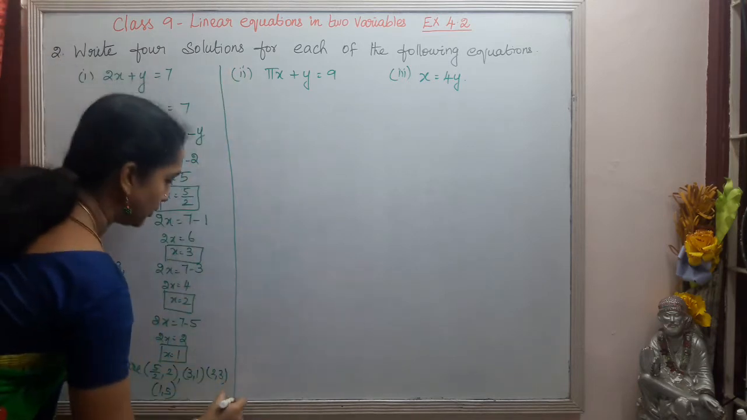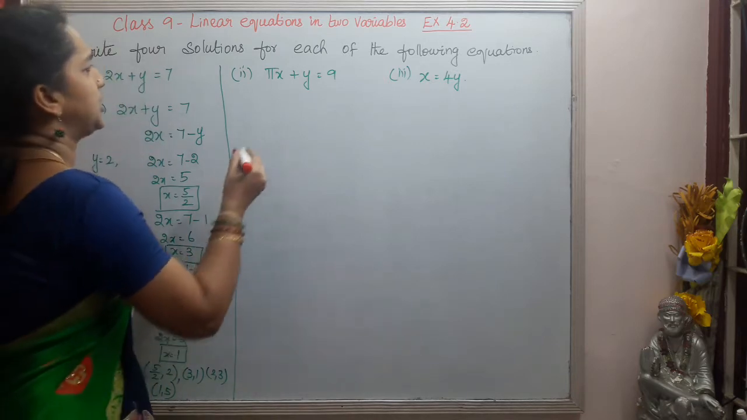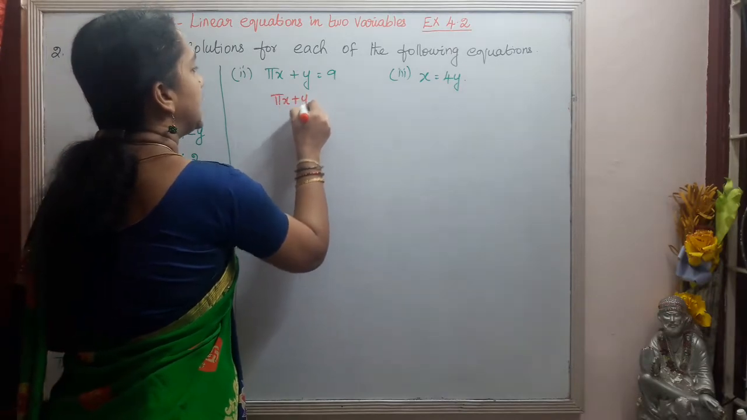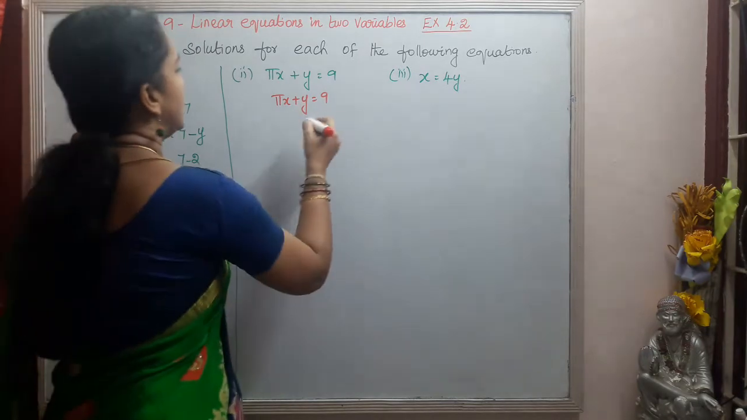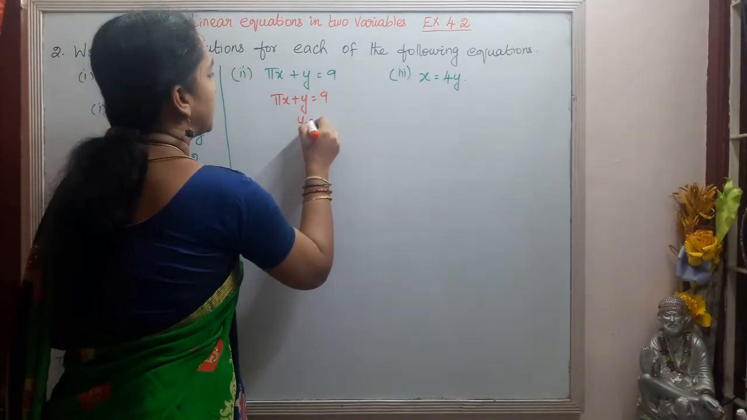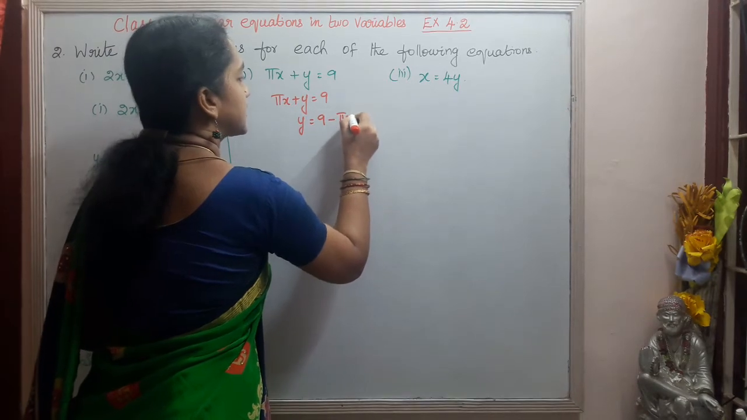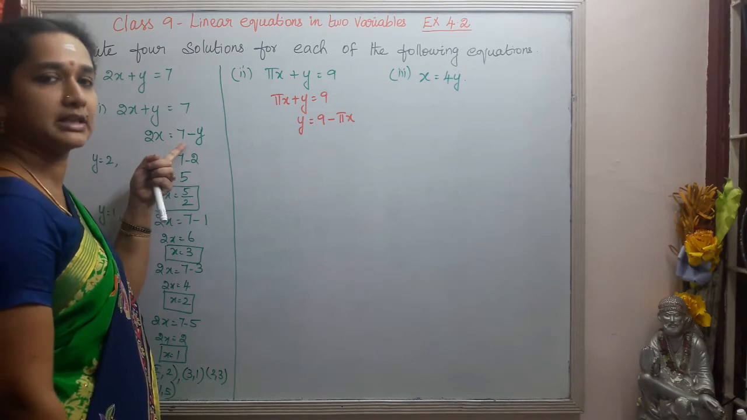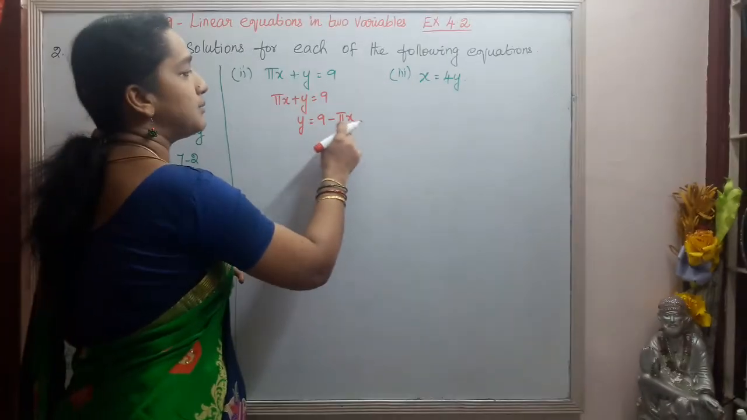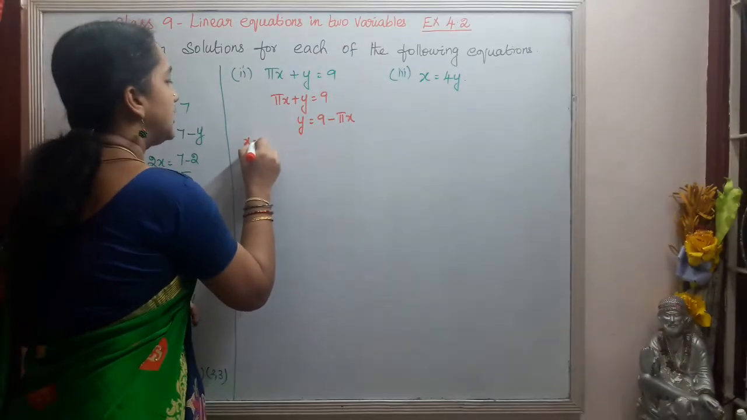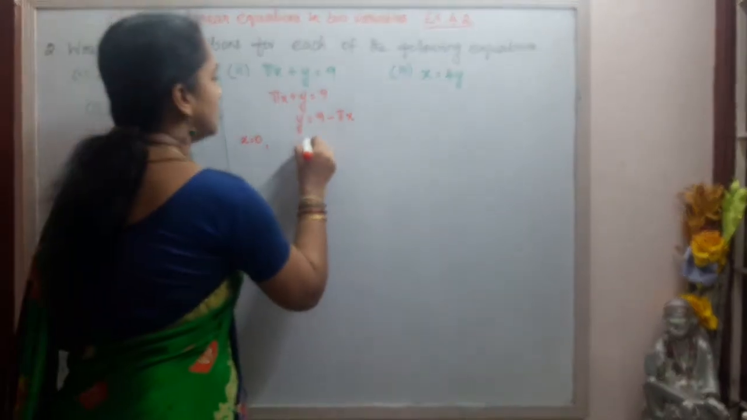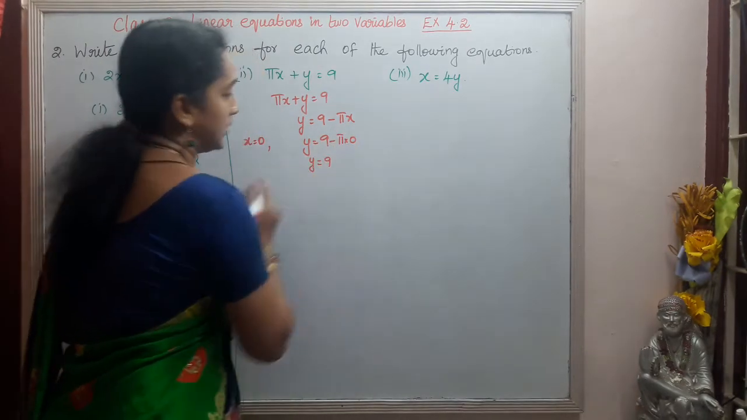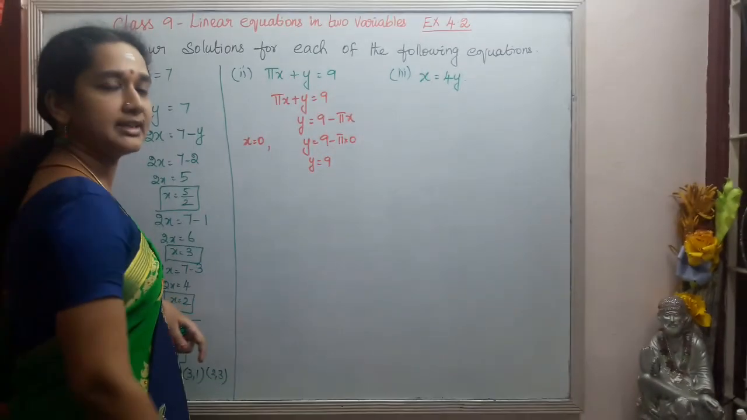Okay, so now we will do the second one. The second one is given as pi x plus y is equal to 9. In this one, we will take y is equal to 9 minus pi x. Anyway, it can be taken either way. Here in this, I have taken it as 2x is equal to 7 minus y. Here I am taking y is equal to 9 minus pi x. So first, I will take x value as 0. Then y is equal to 9 minus pi into 0. So y is equal to 9. So if x is equal to 0, then y is equal to 9.